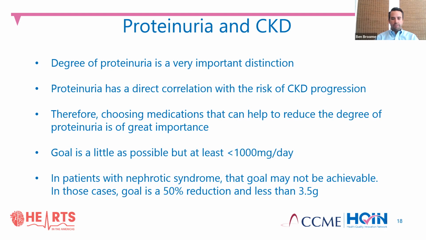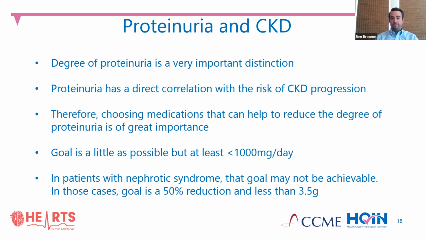The goal in reduction is as little as possible is the answer. Okay, so if you can get them as close to undetectable in how much protein they're spilling, that's ideal. But if you can't do that, at least getting down to less than a gram a day should be a goal in mind. And then patients who present with nephrotic syndrome, so it's more than 3 or 3.5, depending on what you're reading, who you ask, grams of protein a day.